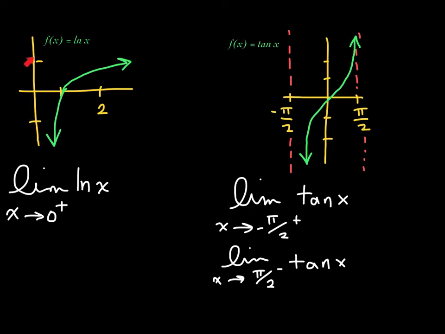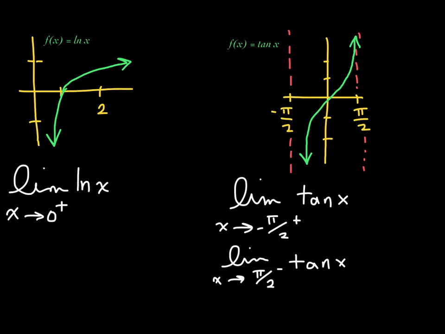Over here for the tangent function, consider the limit of tangent of x as x approaches negative pi over 2 from the right, and the limit as x approaches positive pi over 2 from the left. Go ahead and pause the video and give these a shot. All right, let's see how you did.